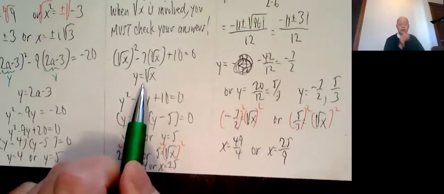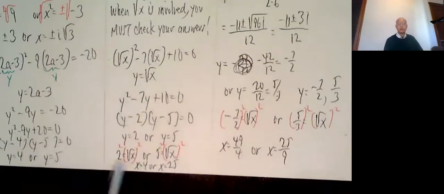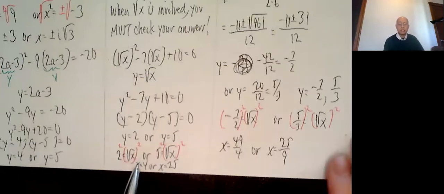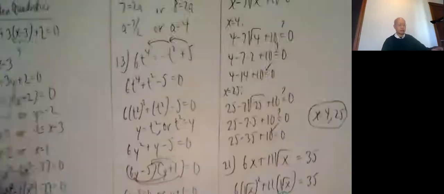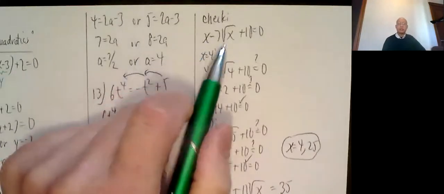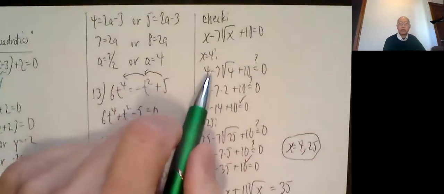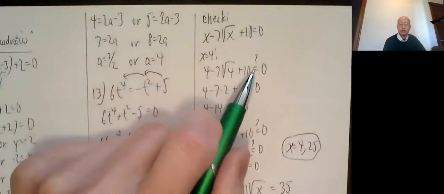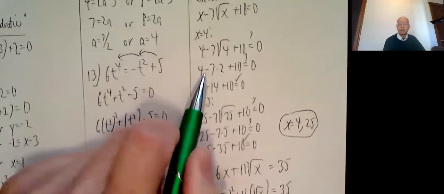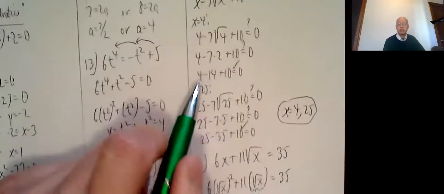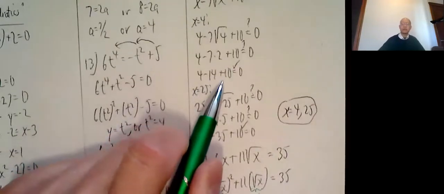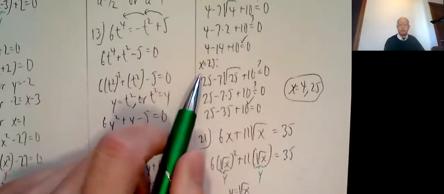But what's y? Root x. So 2 = square root of x, or 5 = square root of x. Square both sides. x is either 4 or 25. But we check them against the original. This was the original. Plug in 4. 4 - 7 radical 4 + 10 = 0. 4 - 7 times 2 + 10 = 0. 4 - 14 + 10 = 0. That checks.